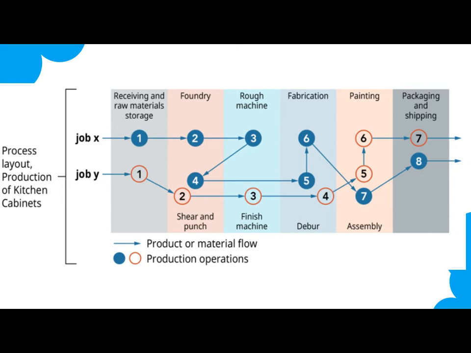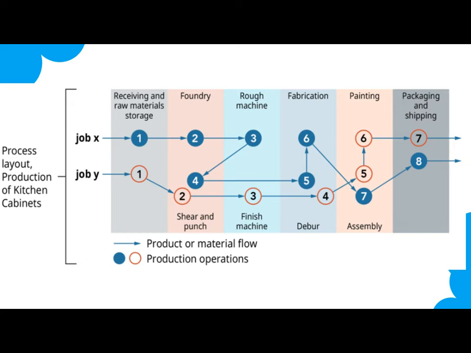Job Y will go through receiving and raw material storage first. Then after processing, this job will be transferred to foundry, then rough machines, then fabrication. After that, it will go through assembly, then painting, and after that, number 7, that is packaging and shipping. And after that, the finished good will be dispatched to the end customer. So job Y will flow through various departments.